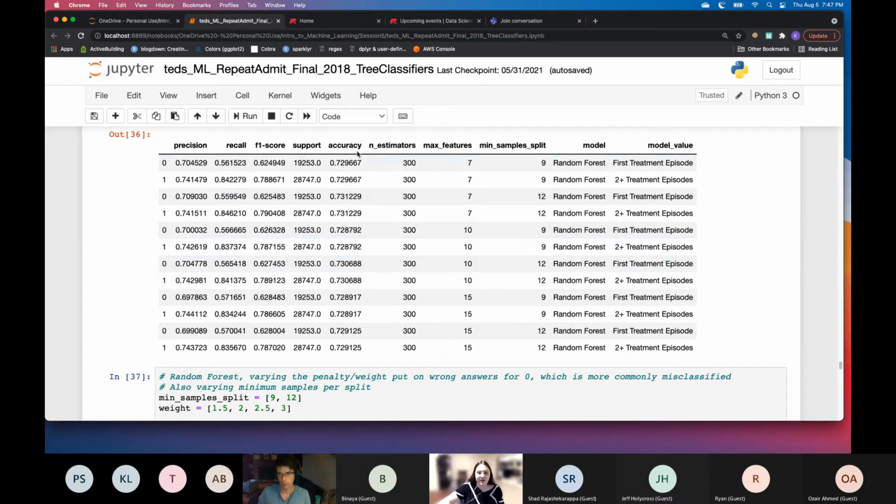You remember, it's not very drastic in this case, but we're starting off lower. We go up, we are peaking here, and then it goes back down. So we're seeing that this is the ideal number: a max features of 7 and minimum samples per split as 12. And the number of estimators, in this case, I kept at 300 because that was the best that performed up at the top.